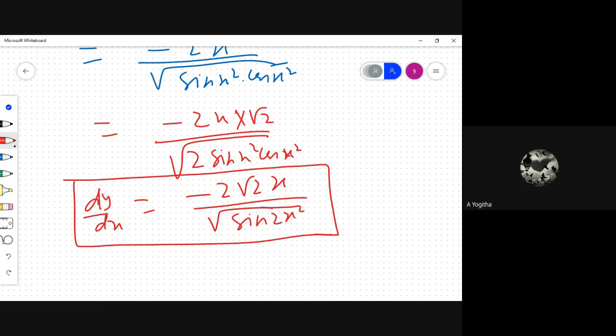Is it? Yes, sir. No, so they've given sin x square into sin 2x square in the denominator. Denominator: sin x square into root over sin 2x square, yes, that is there. Root over sin 2x square into sin x square. Why is it sin x square? Let me check it.